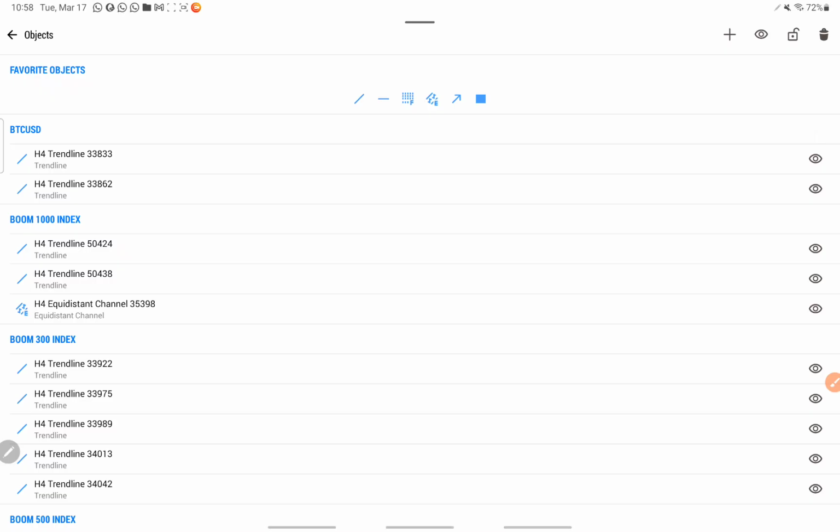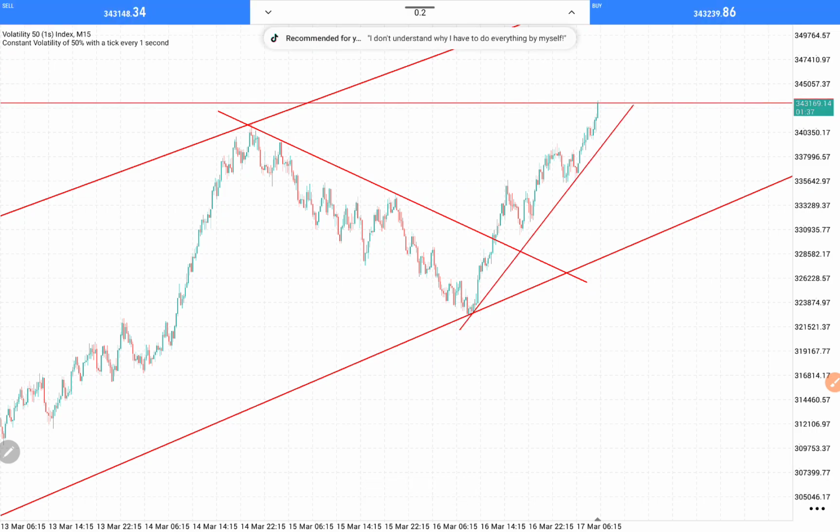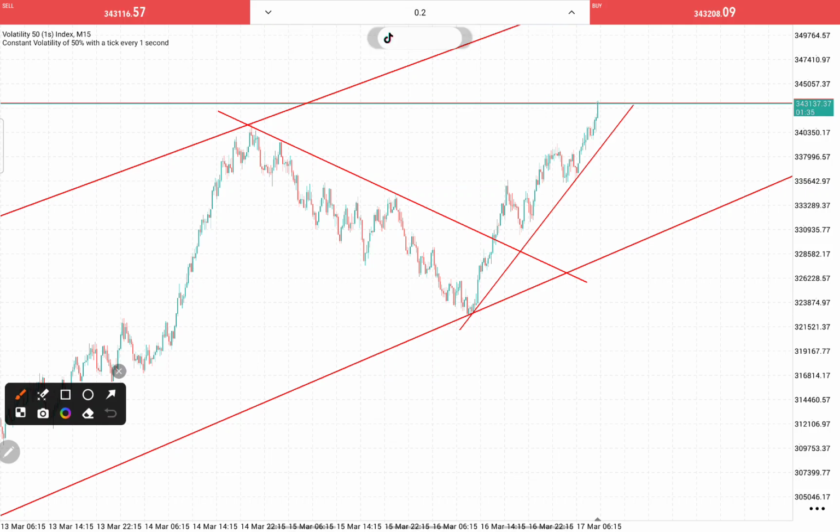So what are we going to do? We are going to do something like this, and then expect the market, when it wants to retrace, we should be looking at somewhere around here before the buy will continue to the upside.